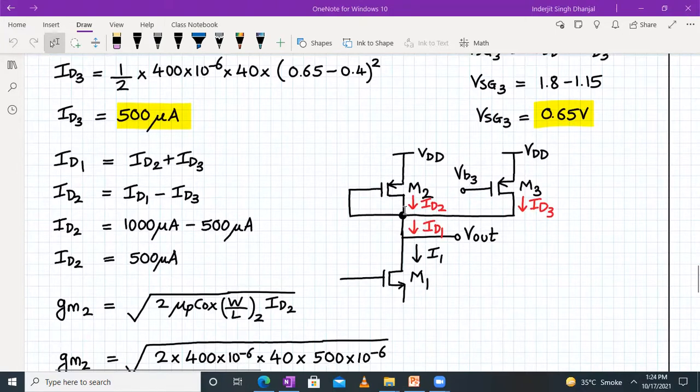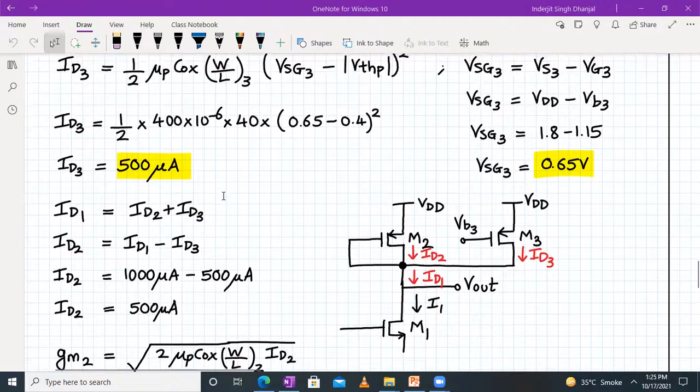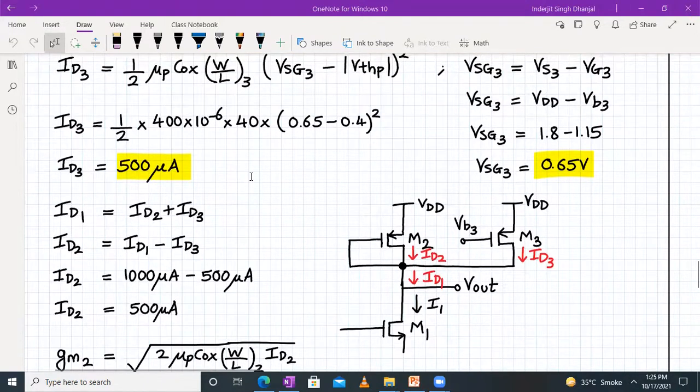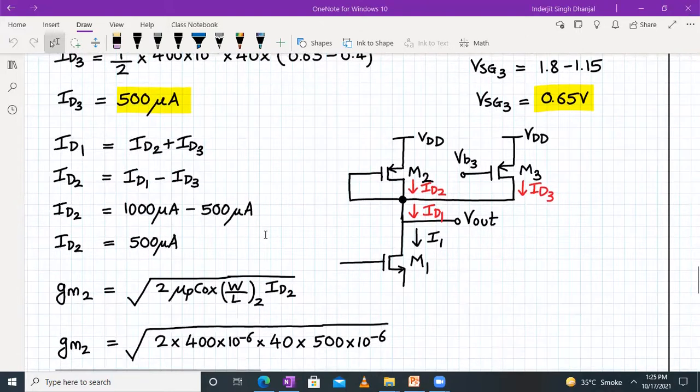Now, if you look carefully into the output node Vout, this node over here, what do we get? We have incoming currents and we have outgoing currents. The incoming currents are ID2 and ID3 and the outgoing current is ID1. So ID1 will be equal to ID2 plus ID3. Hence ID2 can be written as ID1 minus ID3. And ID1 is given as 1 milliampere, that is 1000 microamperes. And ID3 we just now found out to be 500 microamperes. So ID2 will be 500 microamperes.